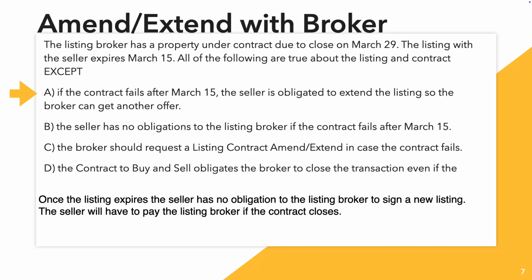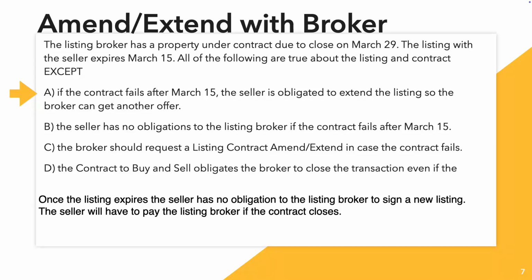If the contract fails after March 15th, the seller is obligated to extend the listing so the broker can get another offer. So hopefully you caught the except piece, right? The except piece is big. This is what they're going to throw at you on your Colorado exam. They're going to lead you down one path and then they're going to throw except on you. They're not obligated to re-sign an agency agreement.